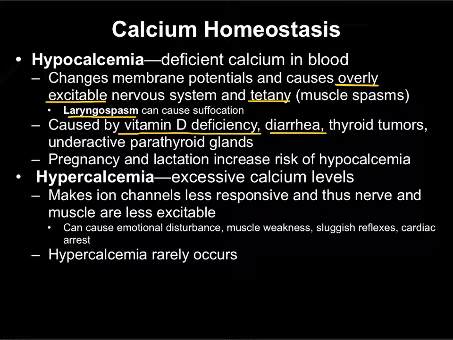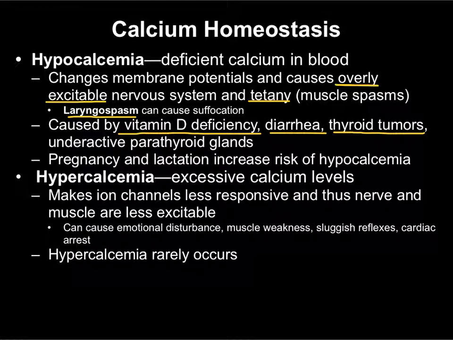Thyroid tumors. As we will see, there is a part of the thyroid gland that secretes a hormone that causes calcium to exit the blood and crystallize on the bone. If you have a thyroid tumor that oversecretes this hormone, then your body will deposit too much calcium onto your bones, and you will have too little calcium in your blood.